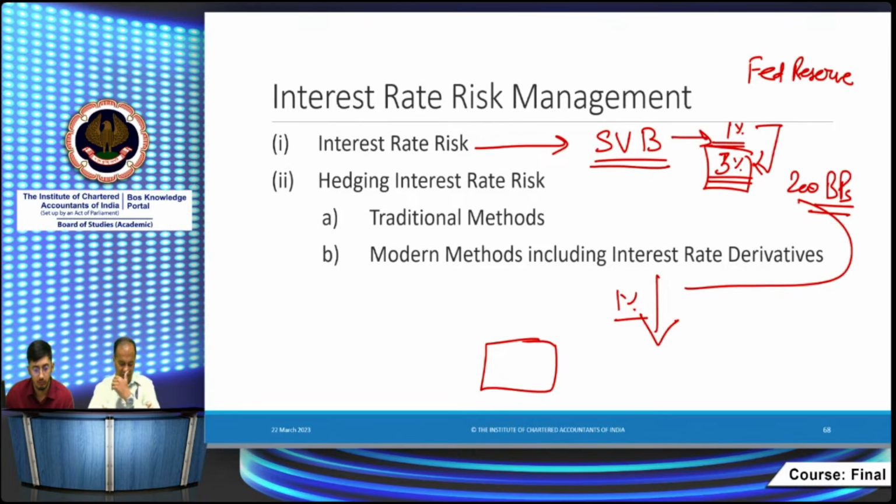Now there are traditional methods like ALM and gap analysis that are normally used by banks. But for corporates, the methods normally include interest rate derivatives. It also covers the forward rate agreement, which is kind of a forward derivative like the one we covered earlier.